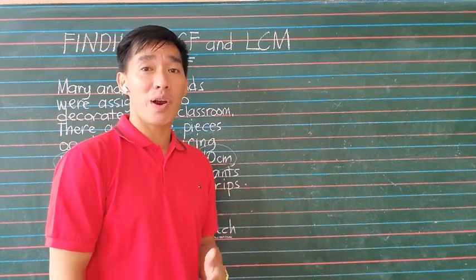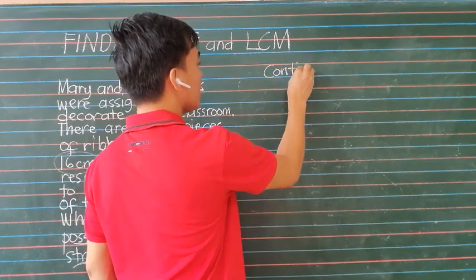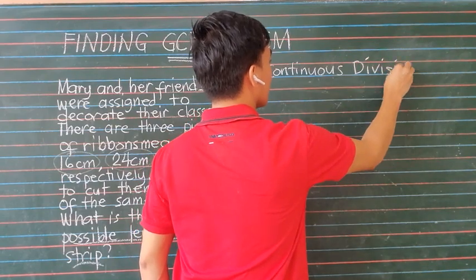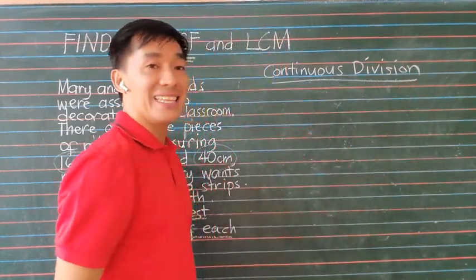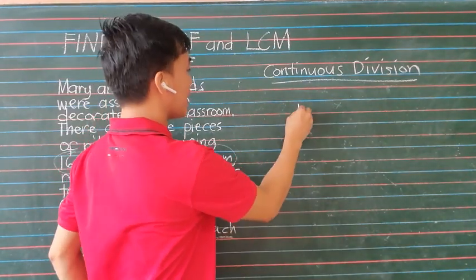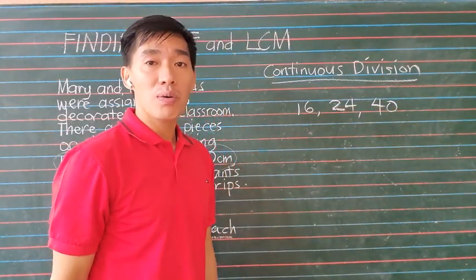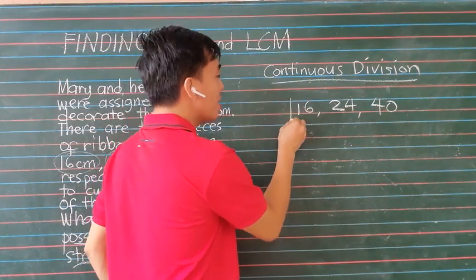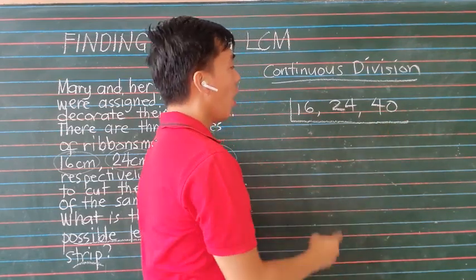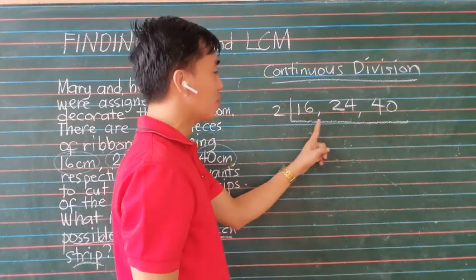We could also check our answer by another method. This method is what we call continuous division in getting the GCF. Of course, we have to look for the GCF of 16, 24, and 40. So, try to think of a number which could divide 16, 24, and 40. Obviously, all numbers are even, so they are divisible by 2.